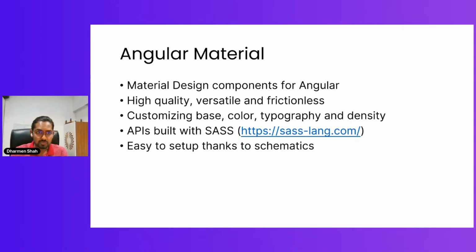Versatile means they have lots of components to use, and high quality means they are maintaining design and unit test cases in such a way that components do not break. You can also easily migrate to the latest versions of Angular Material with the help of schematics. And the base APIs, the design tokens and the styling are written in Sass. You can see all this code. This is open source. You can go to their GitHub repository and have a look around.